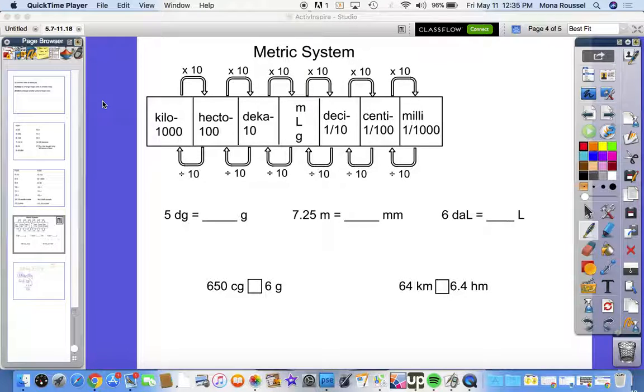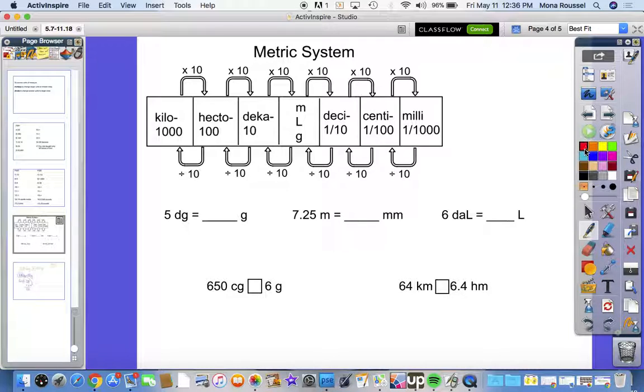To convert in the metric system, we're going to use this metric chart. The basic units are listed here in the middle with all the prefixes listed in order by their meaning. So in this first problem, we are converting decigrams into grams.